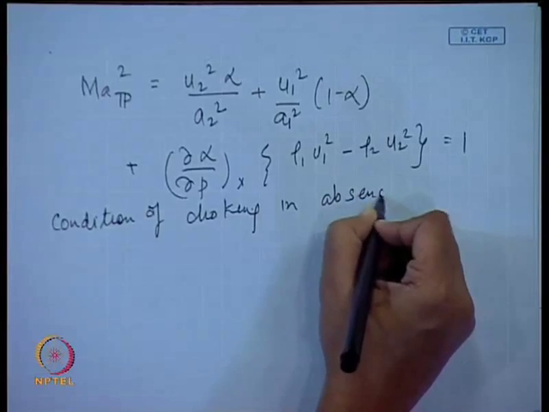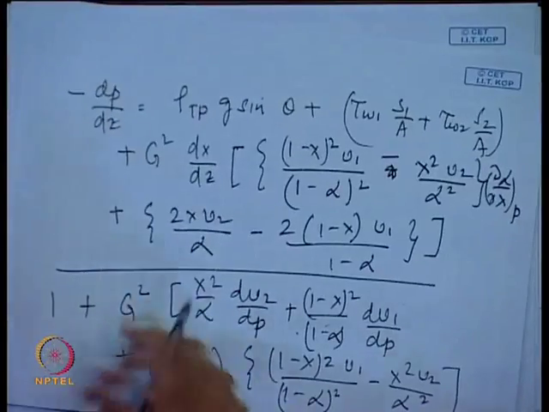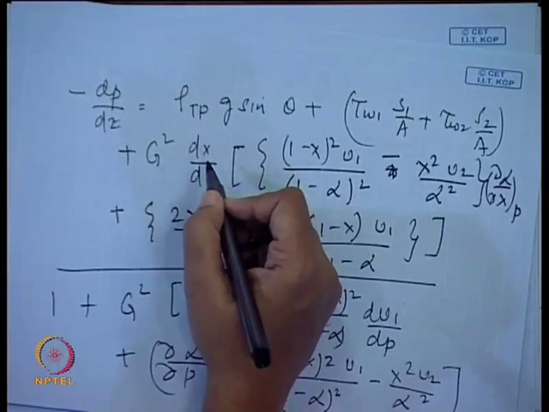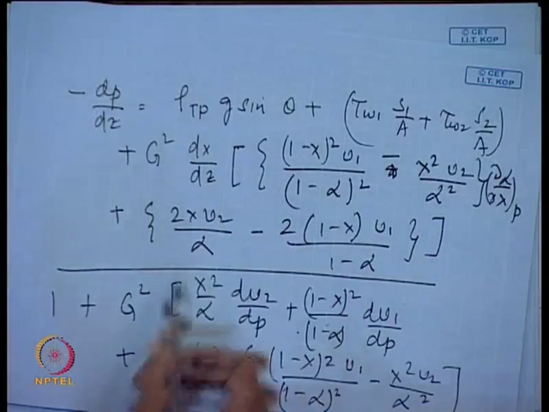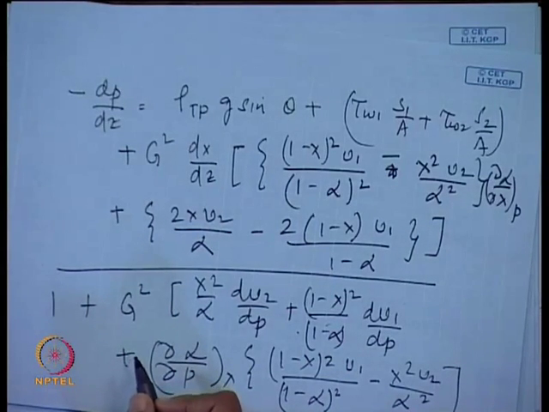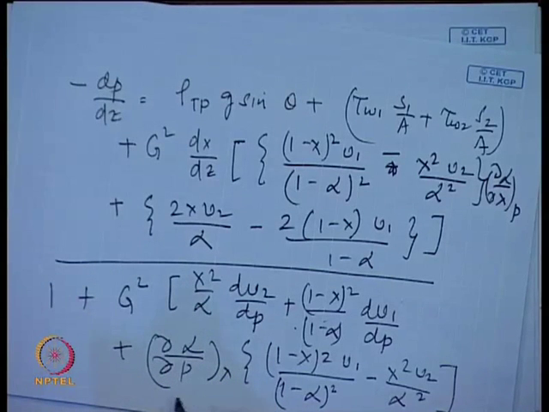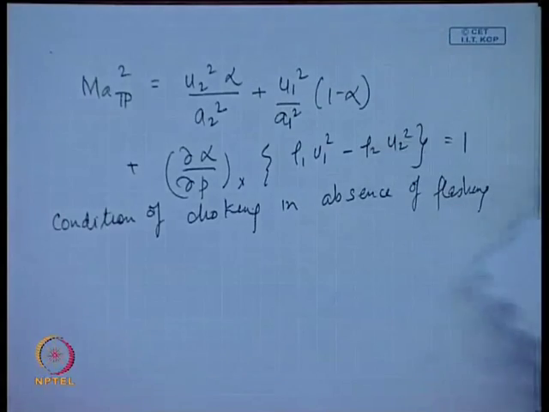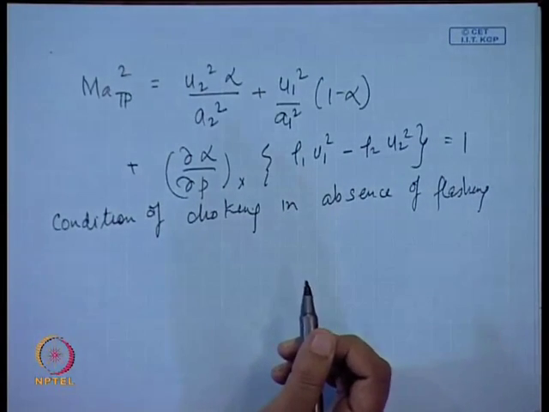Now, when we have flashing, what happens under that circumstance? This dx/dz has to be written as a function of h and p, as we had done in the previous case. Therefore, in the denominator, certain terms like del x/del p at constant h, along with some associated terms, will also come, and accordingly the condition of choking will be different in presence of flashing. That I am not deducing; that has been left as a home assignment for you, to deduce the condition of choking in presence of flashing.